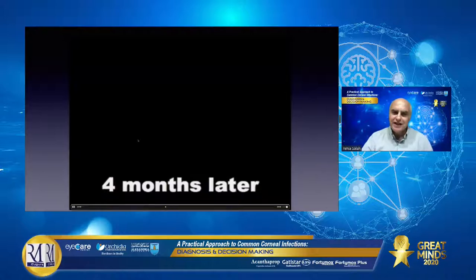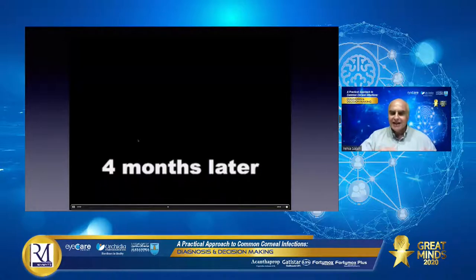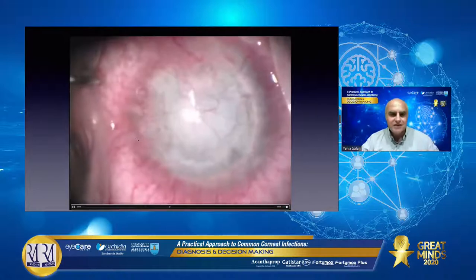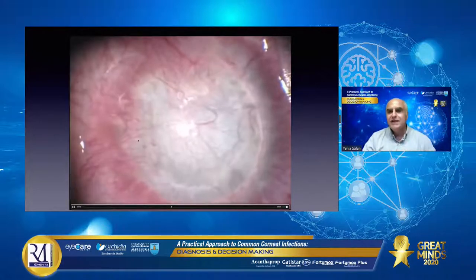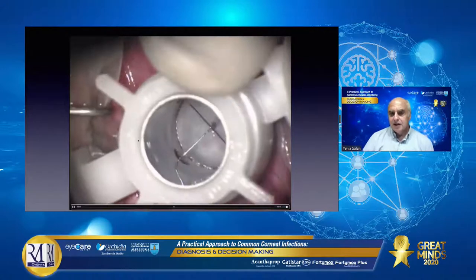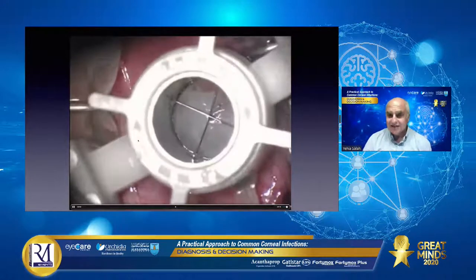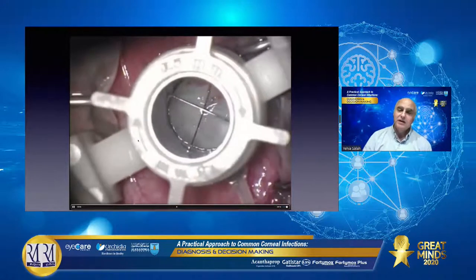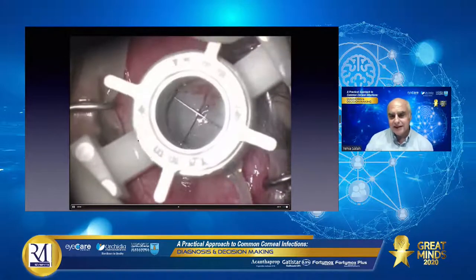Interrupted sutures, because there is differential healing, so sutures will get loose in one part faster than another part, and consequently you have the option to remove them selectively. He came later on, 4 to 6 months later.